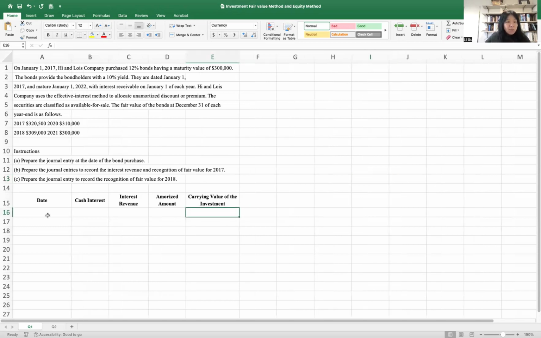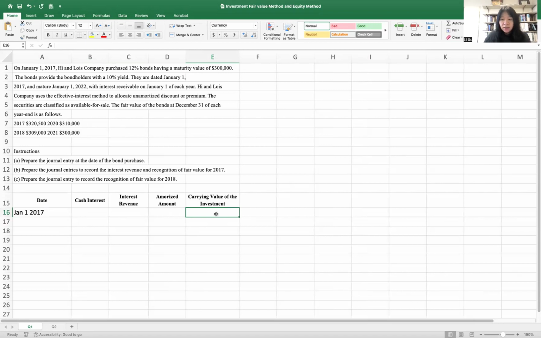So for the amortization table, the first row is the date of the purchase, which will be January 1st, 2017. Here, the first thing you need to figure out is the present value of this bond. To figure that out, you can use the Excel financial calculator or the table. I will have another video on how to use the time value of money table to calculate present value. But for this question, I'm just going to use Excel.